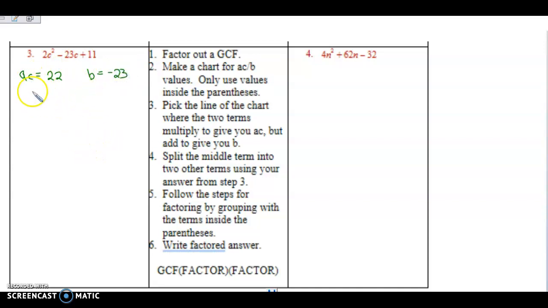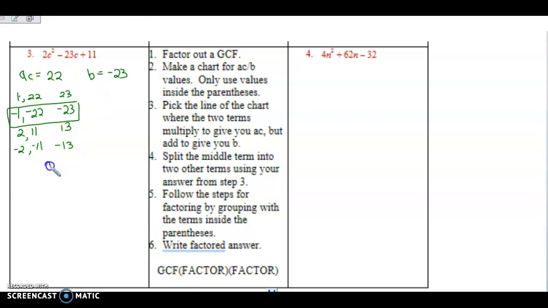So I start looking at my factors. For 22, it can be 1 and 22. It could be negative 1 and negative 22. It could be 2 and 11. And it could be negative 2 and negative 11. So if I add them, I get 23, negative 23, 13, and negative 13. We're looking for a negative 23, so these are the factors I'm going to use.